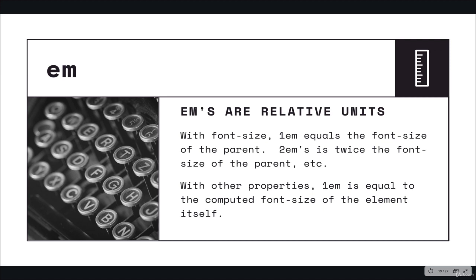Ems are relative units, as are REMs, so they are relative to some other value. What's mildly confusing about them is that that other value changes depending on the property. So let's start with font size. On an element, if we set its font size to be 1em, it will have the same font size as its parent element. So 2ems will be twice the font size of the parent element.